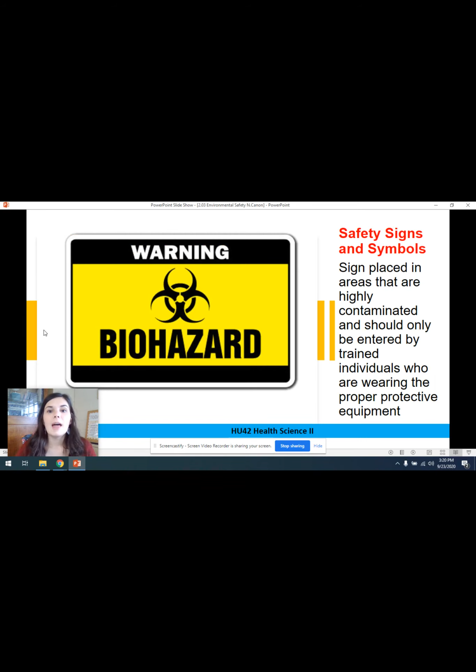This type of sign says warning biohazard in different colors, and this one is placed in highly contaminated areas that should only be entered by specifically trained individuals who also are wearing the proper PPE equipment.